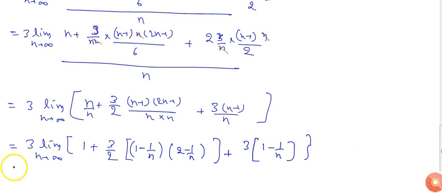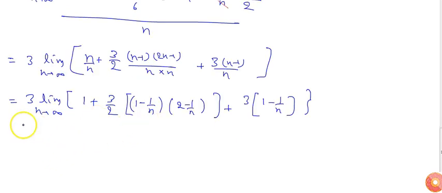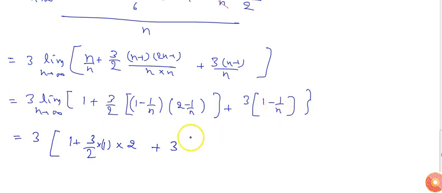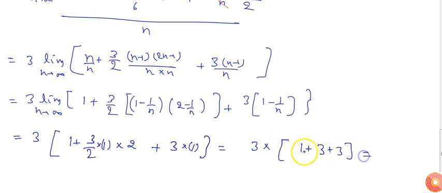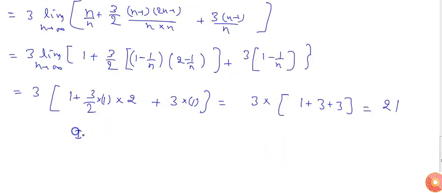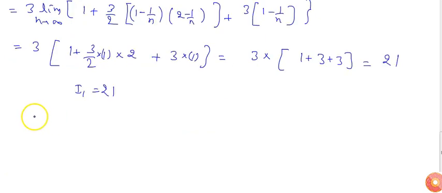Now if I put n equals to infinite, the limit, I'll get 3 into 1 plus 3 by 2, it 1 by infinite becomes 0, so 1 into here also 1 by n will become 0, so 2 plus 3, here 1 by n will become 0, so our final answer will be 3 into 1 plus 3 plus 3, so it will be 6 plus 1, 7, 7 into 3, 21. So our I1 is 21.